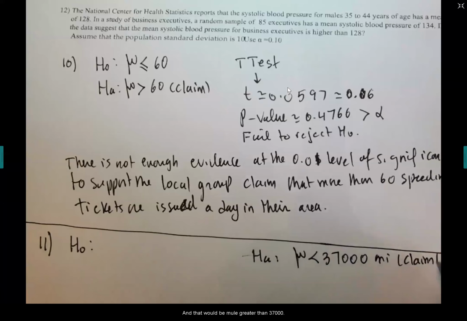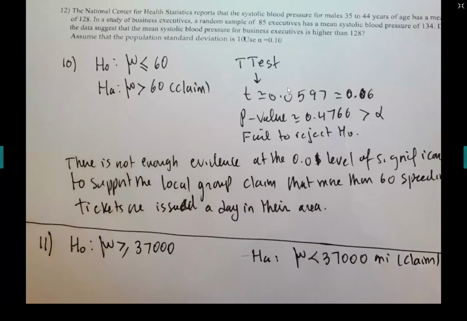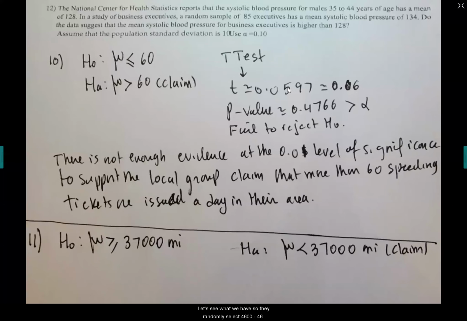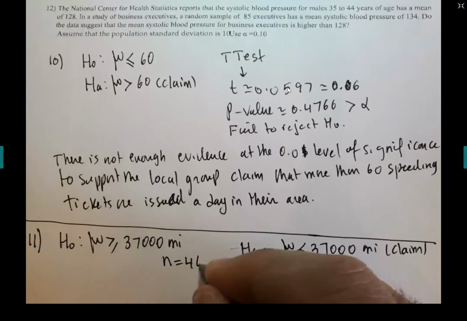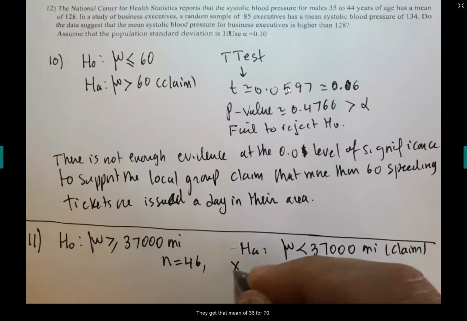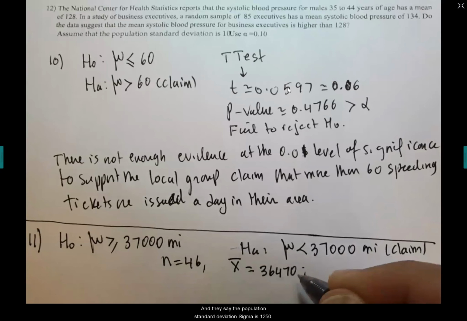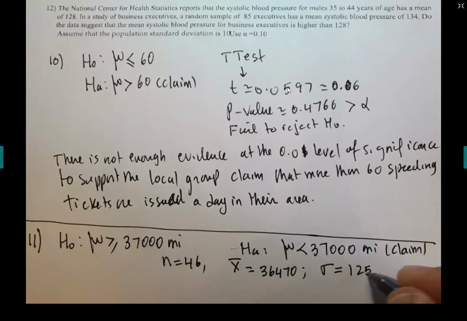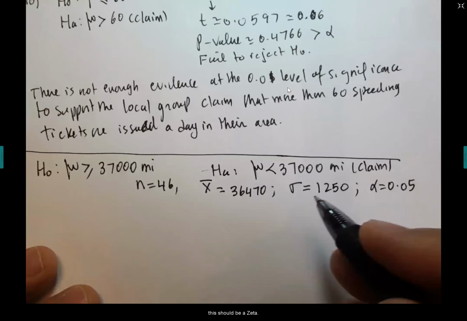And that would be mu greater than or equal to 37,000 miles. Let's see what we have. They randomly select 46, so n is 46. They get a mean of 36,470, and they say the population standard deviation, sigma, is 1250. And alpha is 0.05. You should agree with me by now that this should be a Z test.